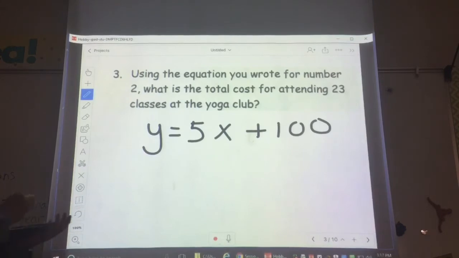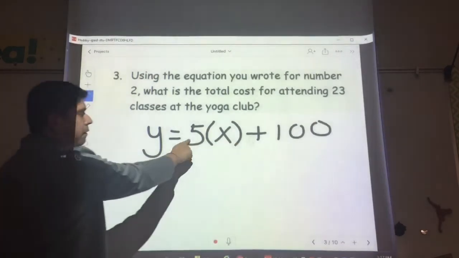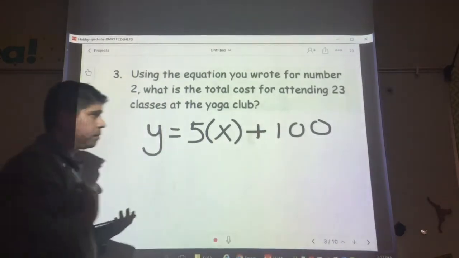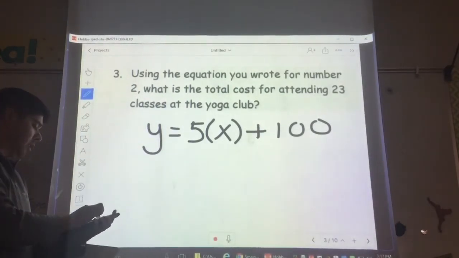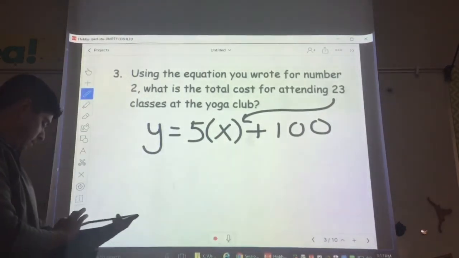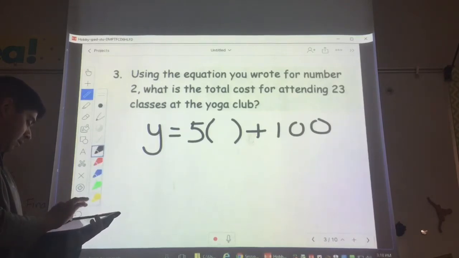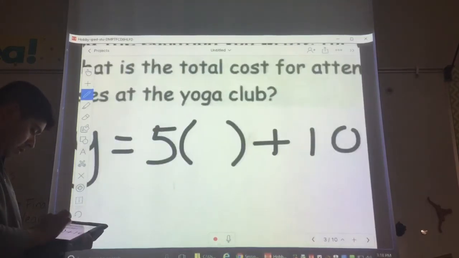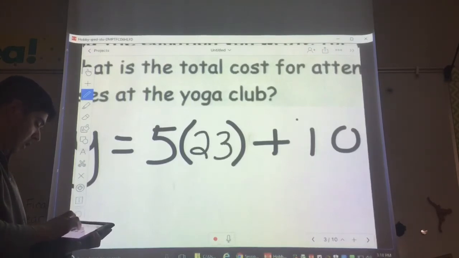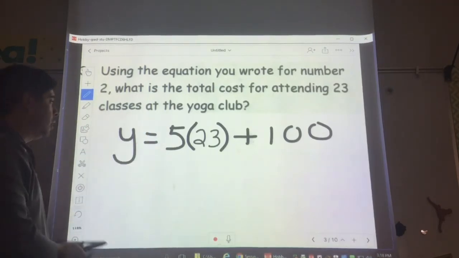So what I'm going to do is I'm going to put in parentheses this x. And what that means is that I am multiplying whatever is in here times 5. And then I have to add $100 to it. So this 23 is what's going to go inside the parentheses. Okay, so I'm going to erase this x inside of here, and I'm going to replace it with 23. Just like that. That's all you have to do. So now 5 times 23 and then plus 100.